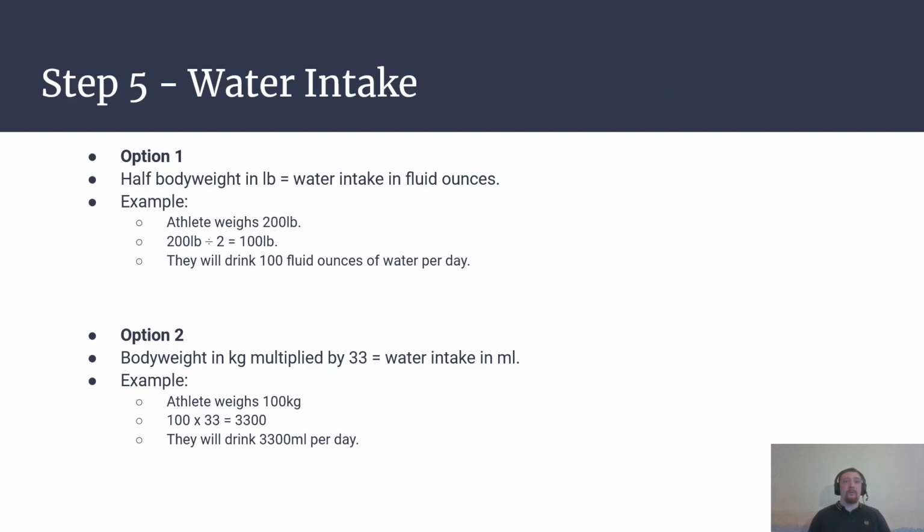So the next step is your water intake. And this is, again, quite easy. The simplest way, they're both quite simple: take your body weight in pounds, divide it by 2. And that number is the amount of water you have to drink in fluid ounces. For example, if this athlete weighs 200 pounds, we divide that by 2, we get 100. So they will have to drink 100 fluid ounces of water per day. Option 2, if you work in kilos, is take your body weight in kilos and multiply it by 33. And that's the amount of water you will drink in milliliters.